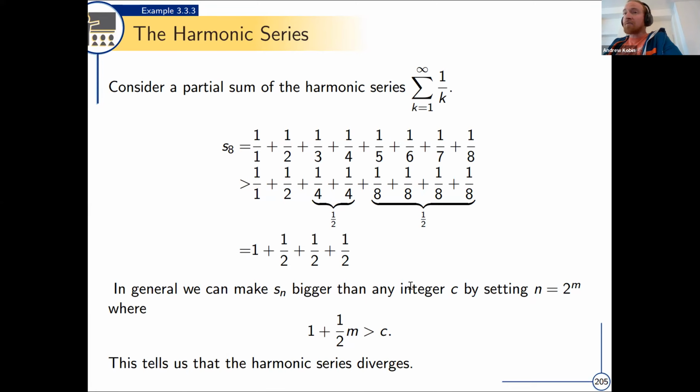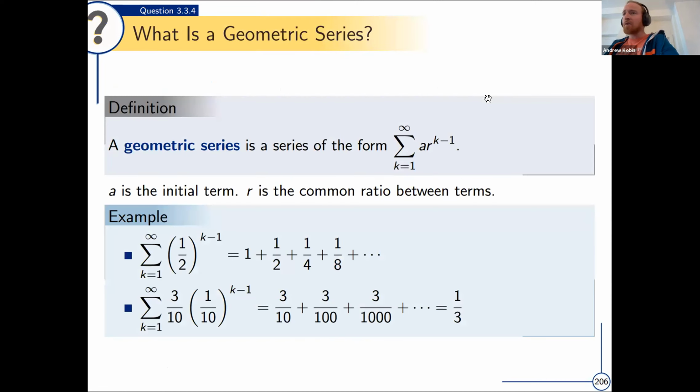The takeaway from this slide should be that the harmonic series, even though the terms are getting smaller, 1/2, 1/3, 1/4, etc., still diverges. So adding up infinitely many reciprocals of whole numbers still doesn't converge to a finite value. So what's going on here?